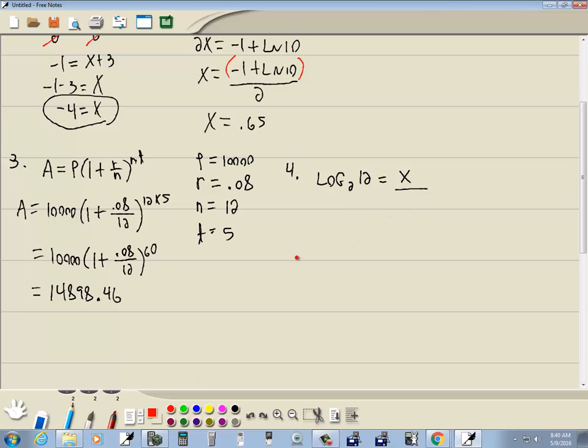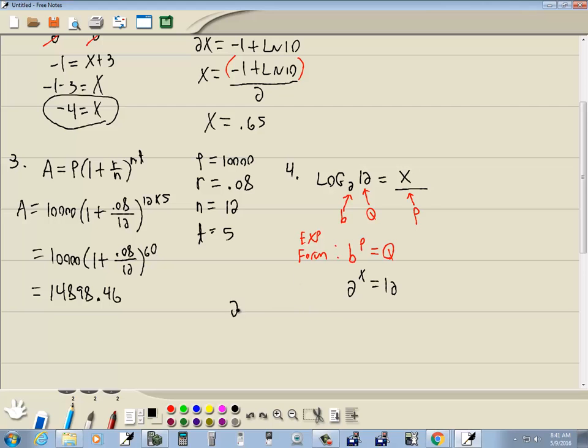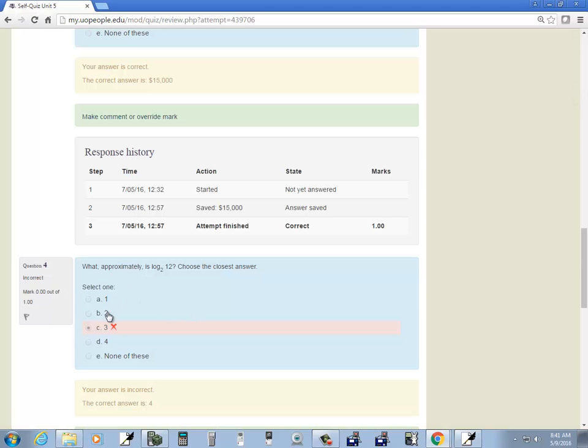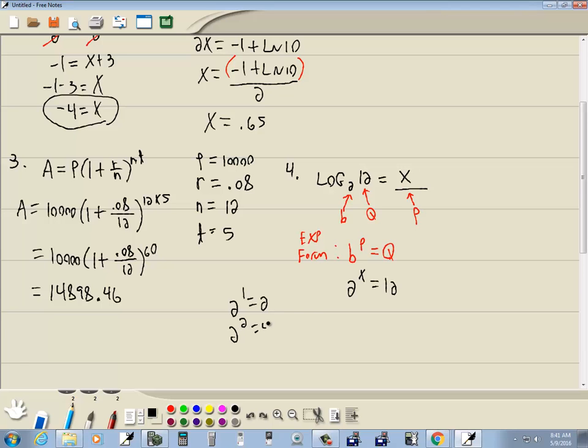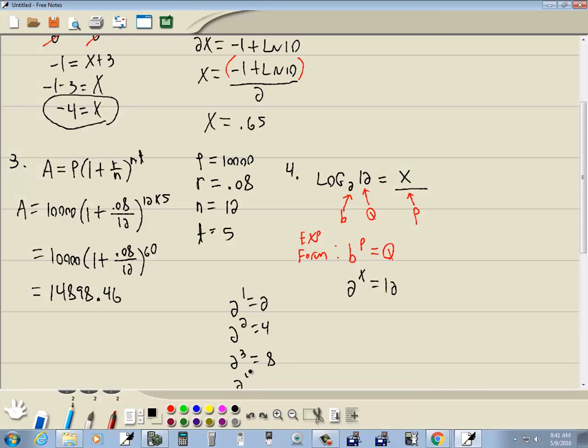So using our definition of log, this would be our B, this would be our Q, and then the other side of the equal is always our P. We could rewrite it in exponential form, which is B to the P is equal to Q. So we'd have 2 to the X power is equal to 12. And from here, if I think about which one's the closest answer, 2 to the first is 2. 2 squared is 4. 2 to the third is 8. And then the last one is 2 to the fourth.